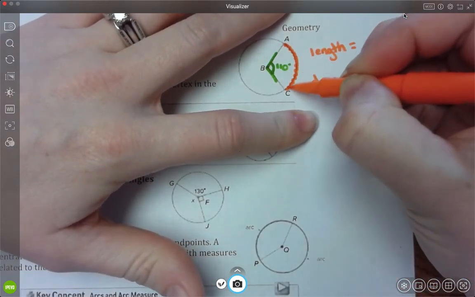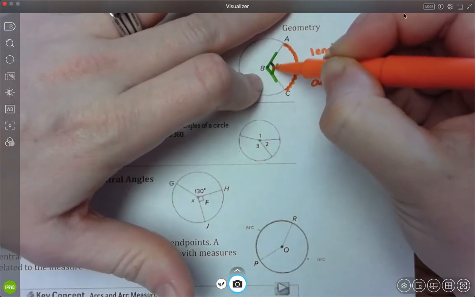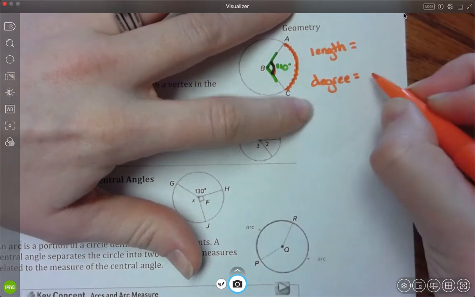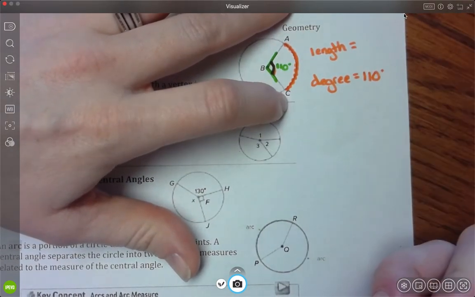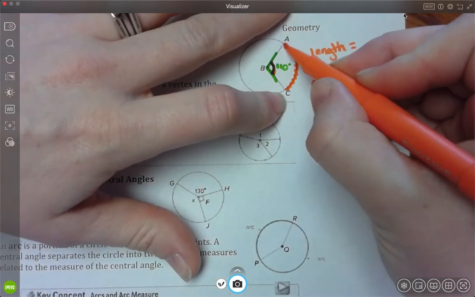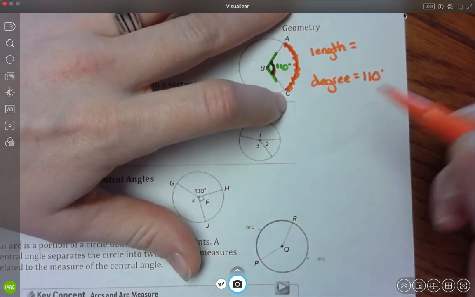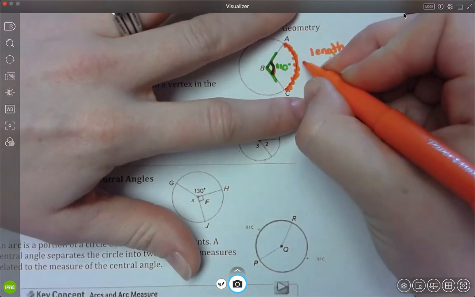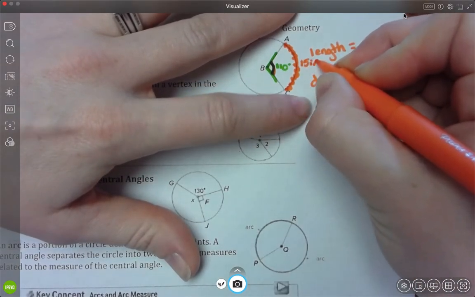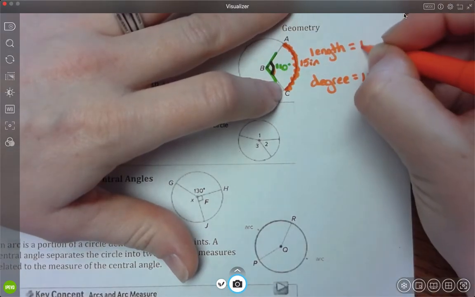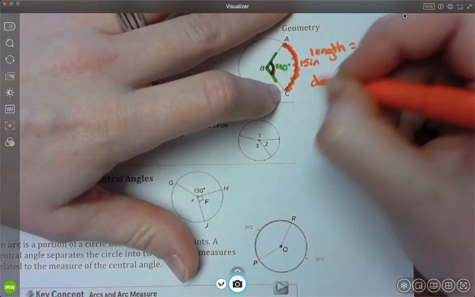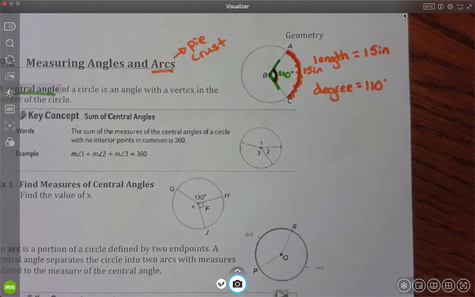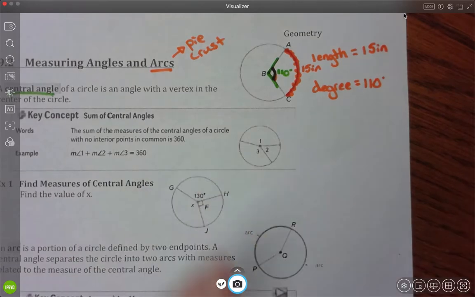This arc right here, its degree measurement will be the same as the central angle measurement. So if this angle is 110, then its degree measurement would be 110. But that doesn't necessarily mean that the length of this pie crust is going to be 110 feet or whatever. Maybe it's 15 inches from here to here. So the arcs are going to have two different measurements, one in length and one in the degree measure that it is in. We'll deal with both of those.